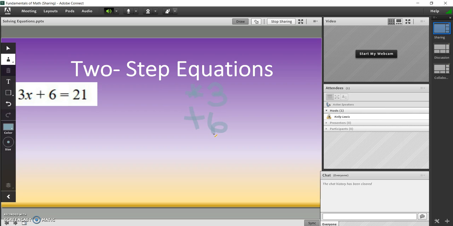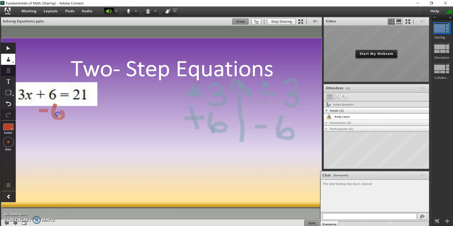Right. When we undo, remember we talked about undoing an equation. When we undo the equation, we're going to go backwards. Okay, so we're going to undo the equation and we're going to do the opposite operation. So first we're going to do minus 6 because subtraction is the opposite operation of add. And then we're going to divide by 3 because division is the opposite operation of multiplication. So let's go ahead and do that.